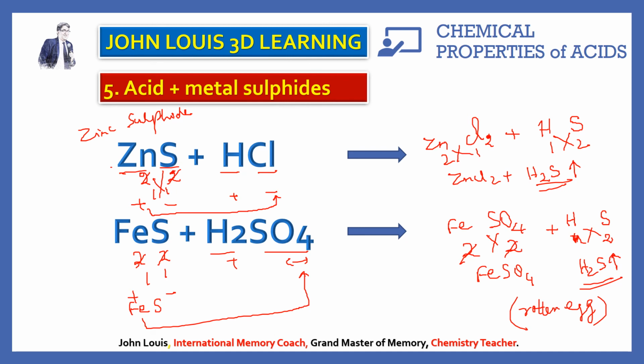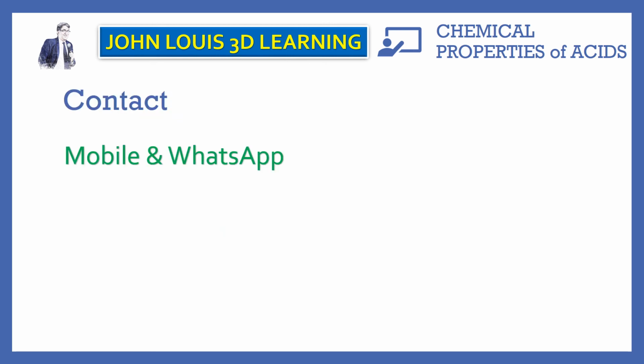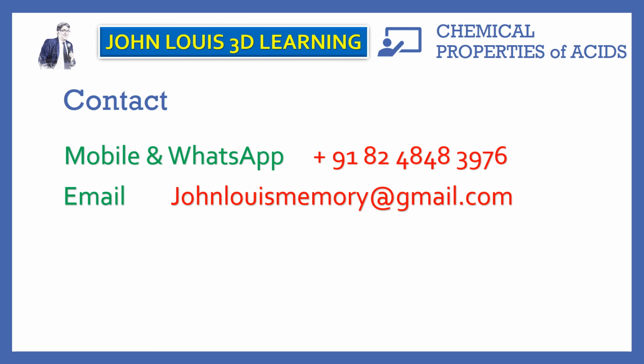Clear? Hope you understood how acids react with metal sulfides. They undergo double displacement reaction and release hydrogen sulfide gas. That is the main thing you need to understand. And using this idea, you should be able to write these kind of equations for any metal sulfides. So for example, we have taken zinc sulfide and iron 2 sulfide. Hope you understood everything very clearly.